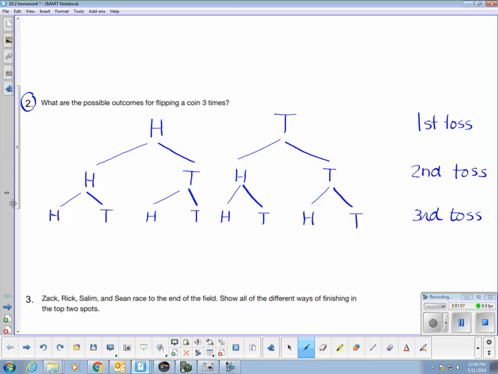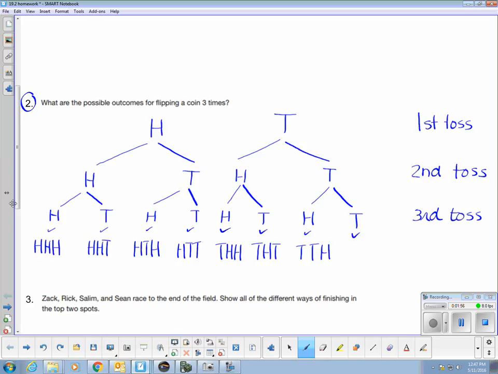So to make an organized list, I'm going to follow each path. So this first path, the second path, the third path, the fourth path, for a total of 1, 2, 3, 4, 5, 6, 7, 8 outcomes.